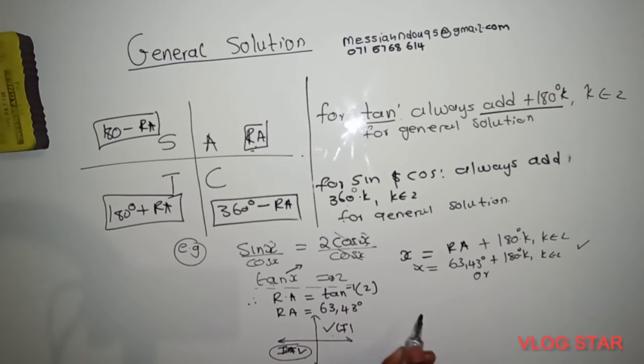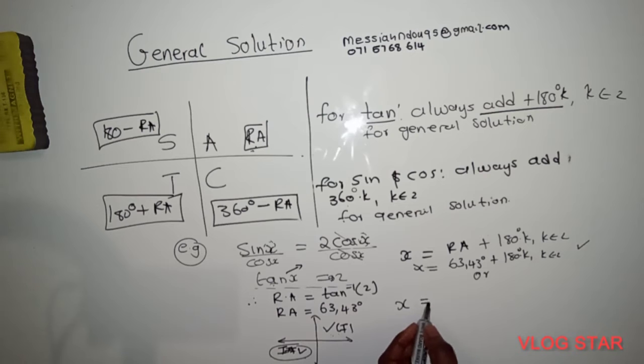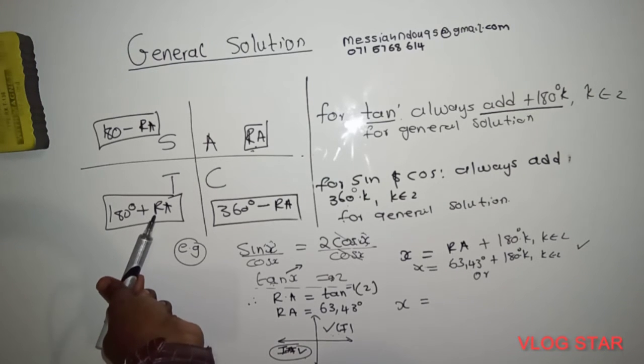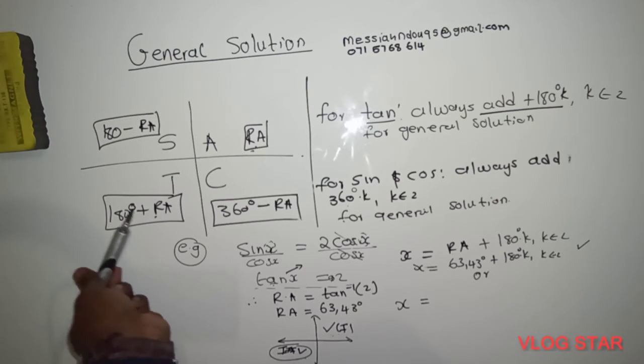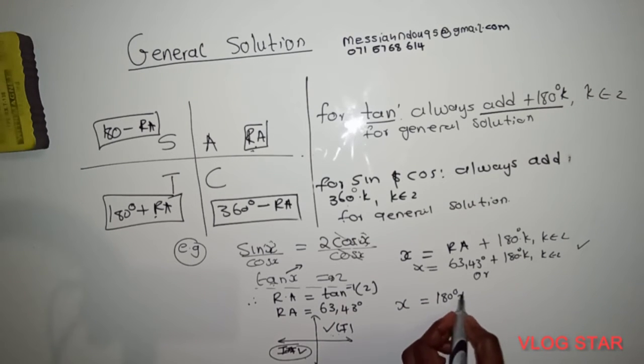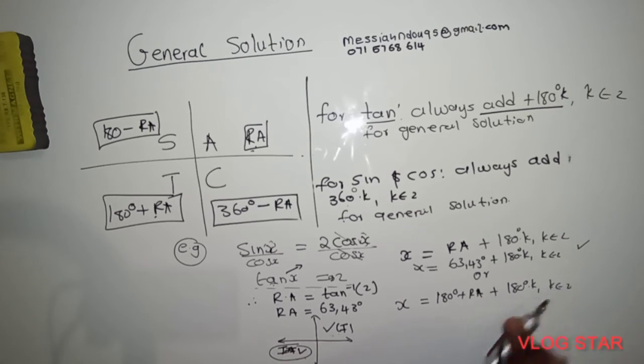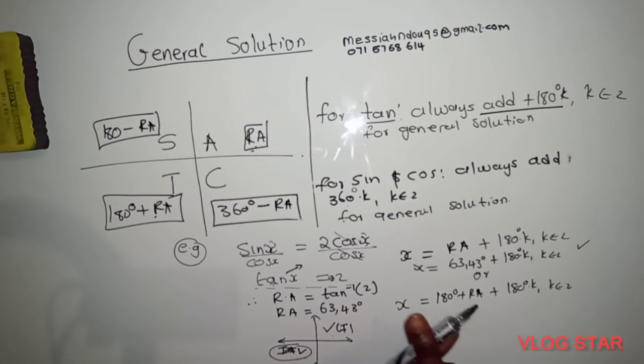Then you're going to write OR. Still, you're going to write x because we are dealing with x. The equation is in terms of x there. You're going to write x equals, instead of writing RA the way it is, you have to take whatever you're seeing here on the third quadrant. On the third quadrant, you are not seeing only RA, you are seeing 180 degrees plus RA. You have to take this and paste it here. You're going to write 180 plus RA plus 180 degrees.k, k is Z, because the period of the tan is 180, or we always add 180 for general solution for tan.